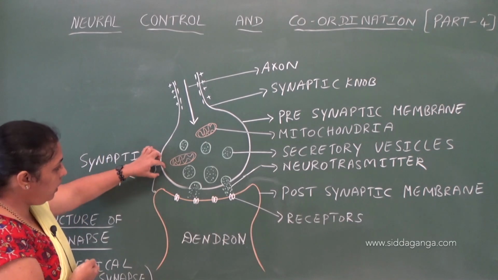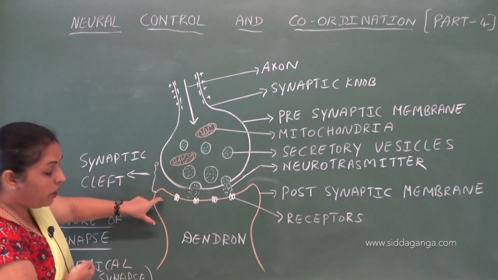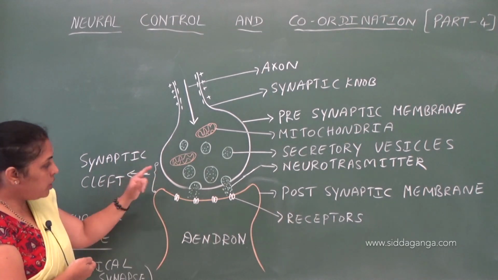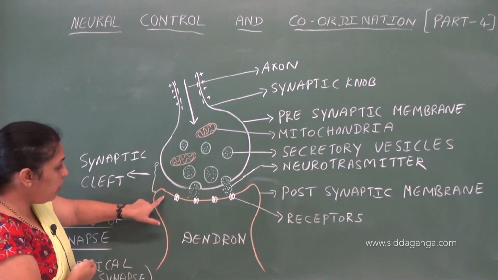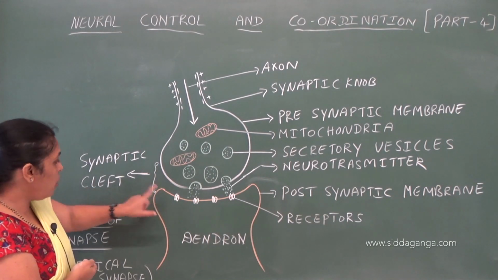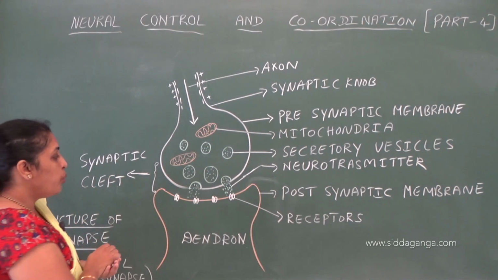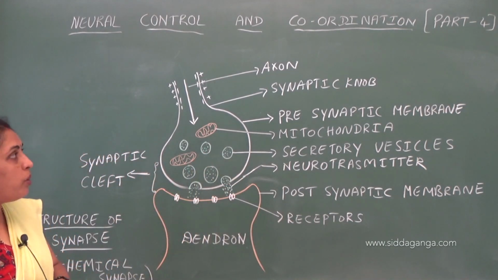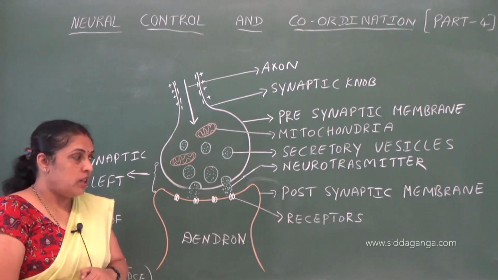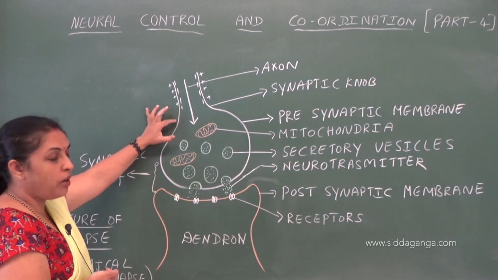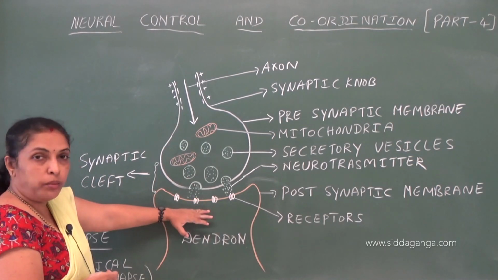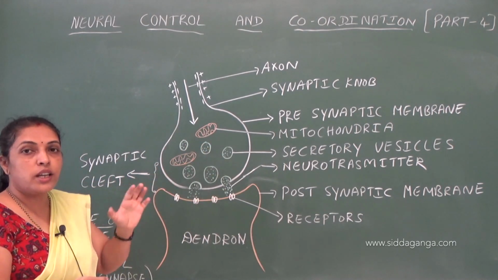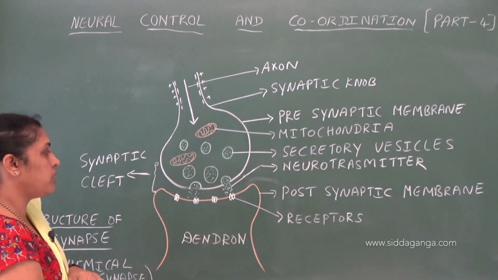The junction between the presynaptic membrane and postsynaptic membrane is called synaptic cleft, where the neurotransmitters are released. This is about the structure of synapse. So, it is having presynaptic membrane of synaptic knobs and postsynaptic membrane of dendrites. Inside the synaptic knobs we see secretory vesicles, inside that we see neurotransmitters.